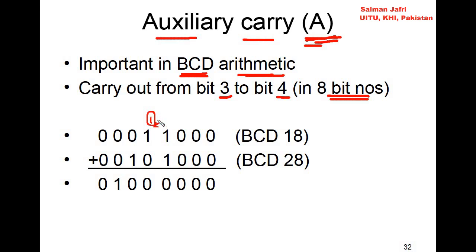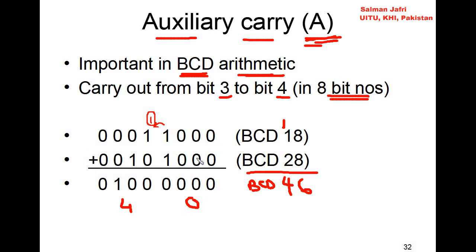Now what is the significance of auxiliary carry? The significance is that if we have an auxiliary carry, the result of BCD arithmetic is incorrect. Let's say we were adding these, so the result should have been BCD 46. But the result that is coming out is 40, and this is because of this auxiliary carry. So whenever there is an auxiliary carry, we know that the BCD result would not be correct.